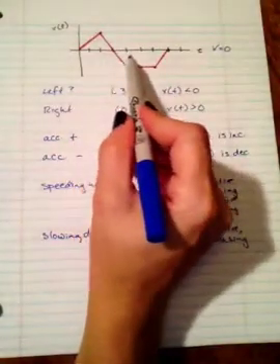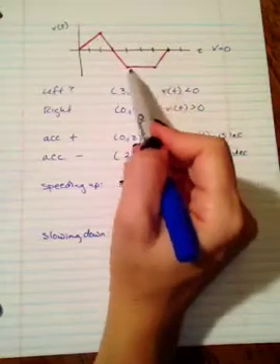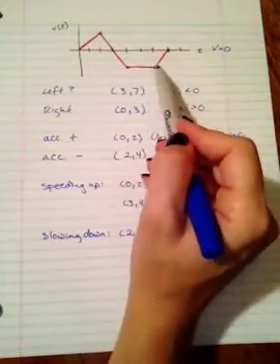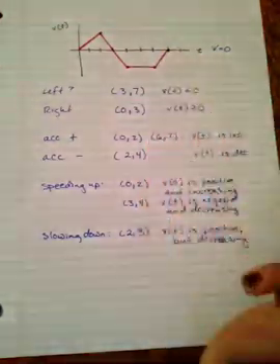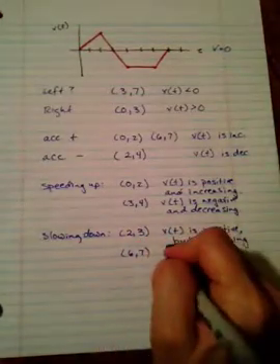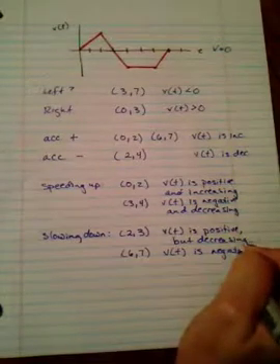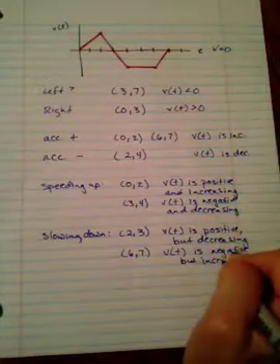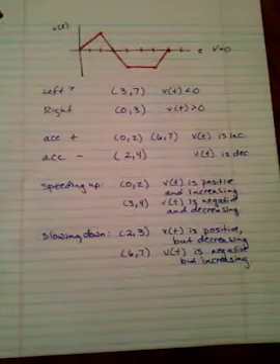Okay, from 4 to 6, it is neither speeding up nor slowing down. The velocity is constant. But from 6 to 7, it's headed towards a velocity of 0. It is slowing down. And I'm going to say v of t is negative, but increasing. So velocity and acceleration are working against each other.